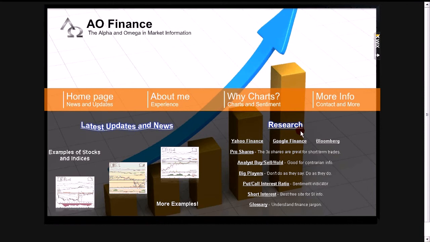On the home page, it gives you a little bit of information on some charts. If you want examples, you can see some examples there. And over here on the research, you can click on some of the free sites that are on the internet. Obviously, there are some good free sites out there. Some of the better ones you do have to pay for, but a lot of these that I have right here, you can just use them. They're free and they're absolutely amazing to help you get your picks.